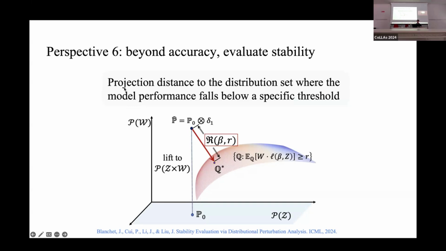You can see that a larger distance means that your model is more stable, because I need to make many more perturbations to destroy your model. And otherwise, your model is not robust, because I just perturb the data a little bit and then your model fails.